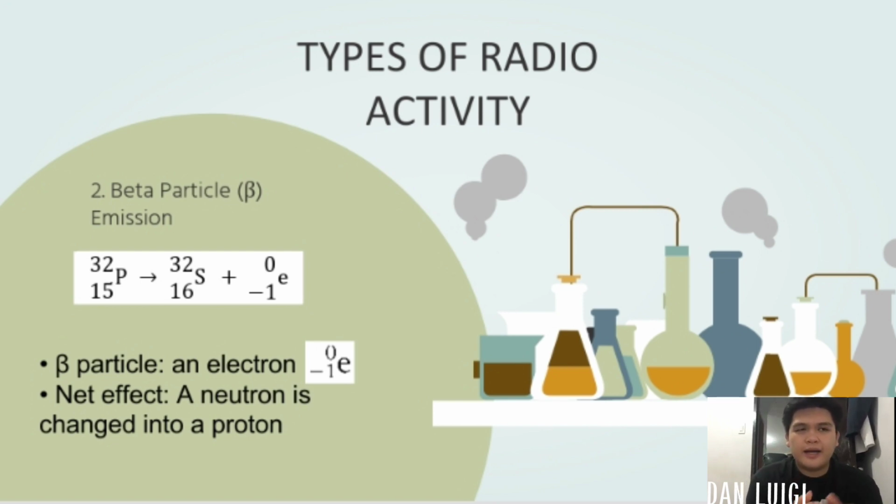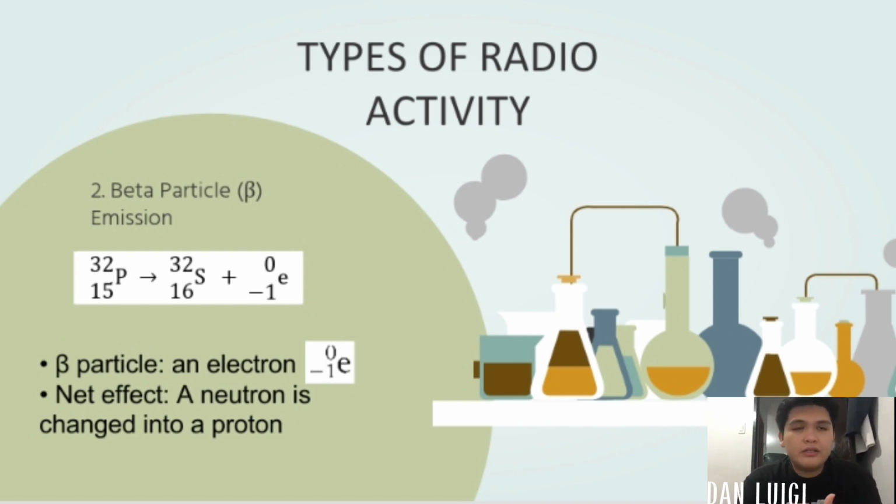So, likewise, like in alpha, we subtracted 2 from both the atomic mass and the atomic number. Here in beta, we added only to the atomic number, but the atomic mass remained. Now, its atomic number is increased by 1, but its mass number is unchanged, like I've said.